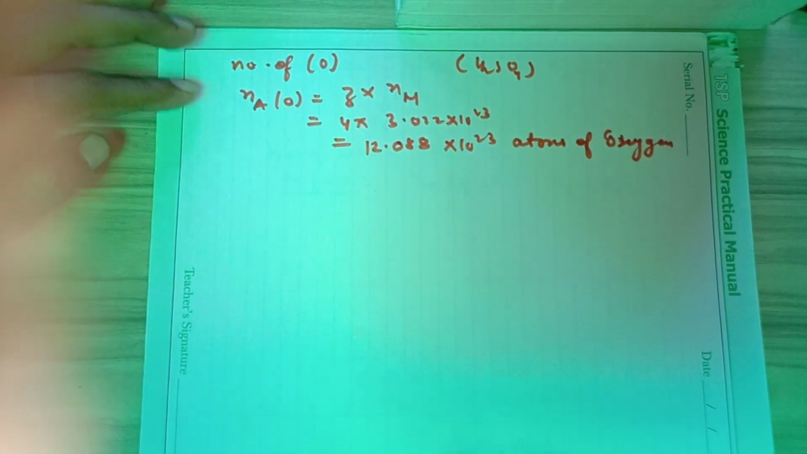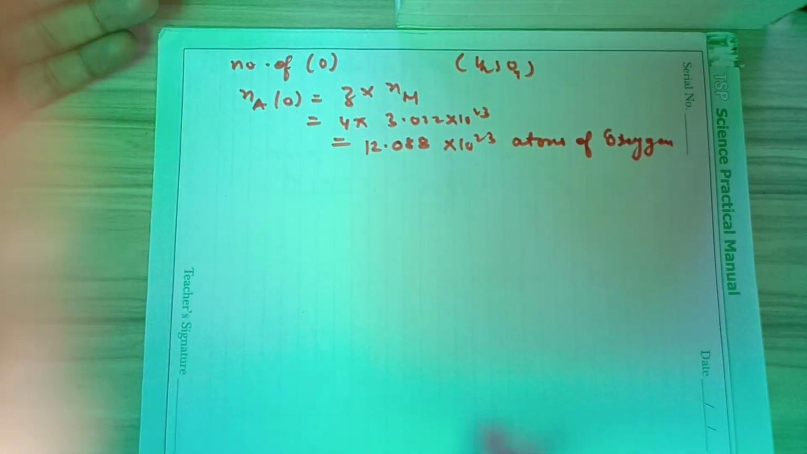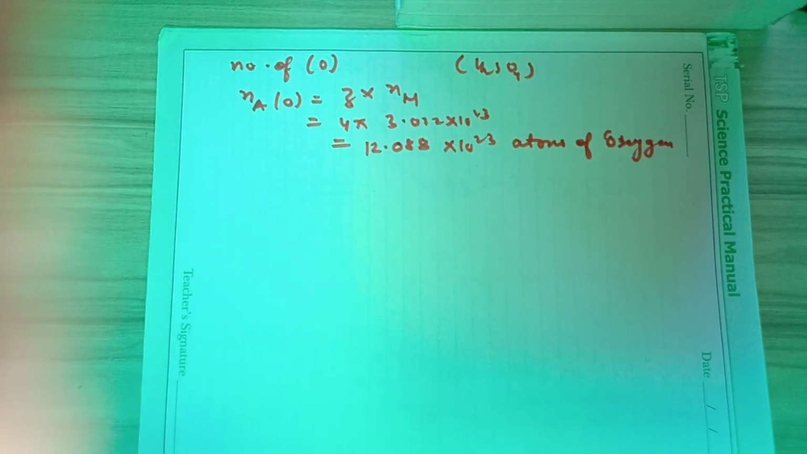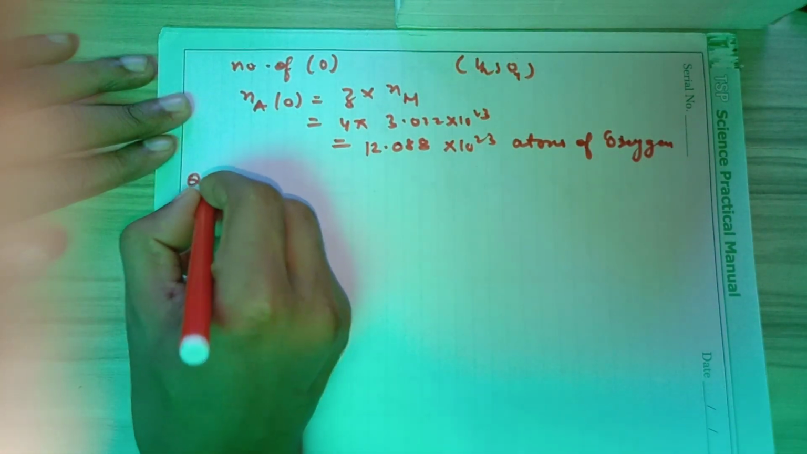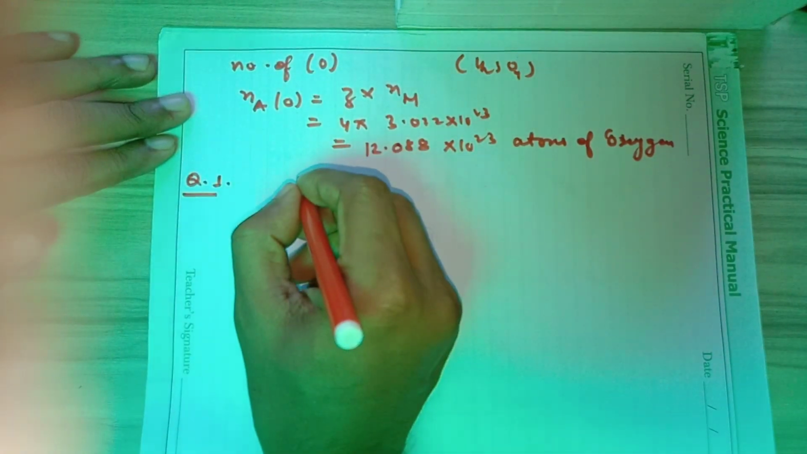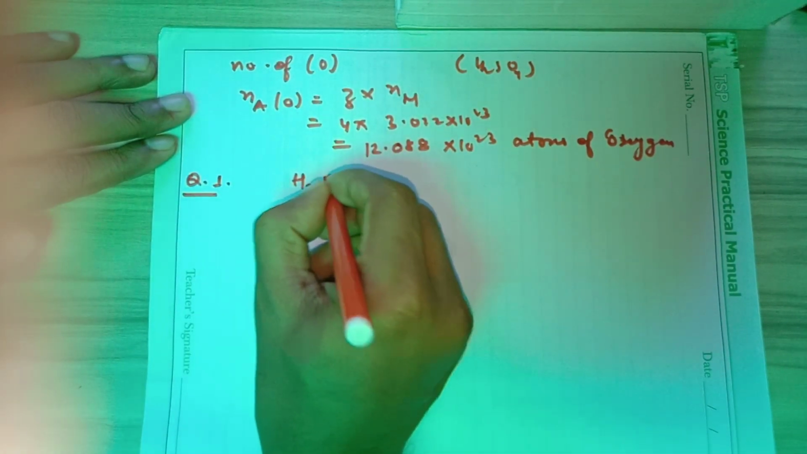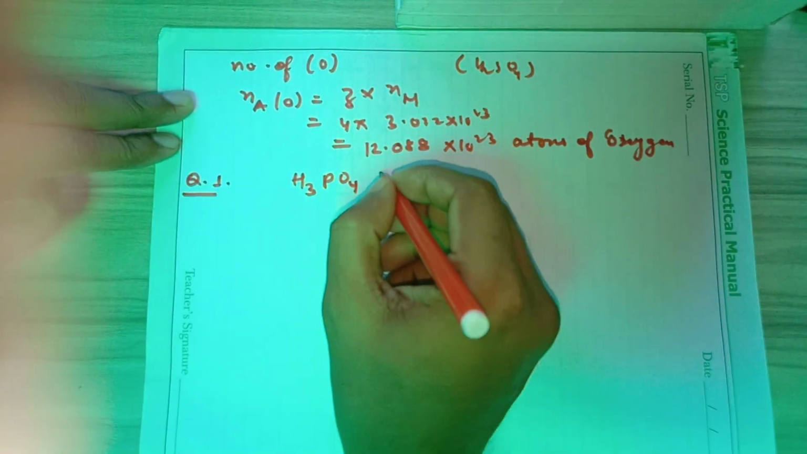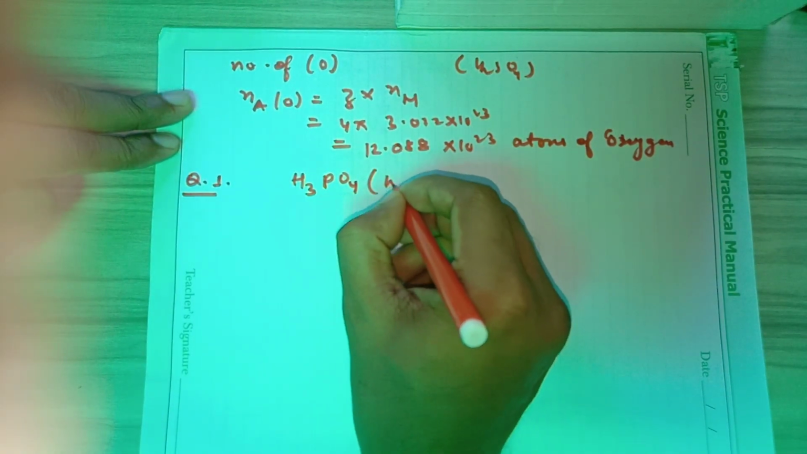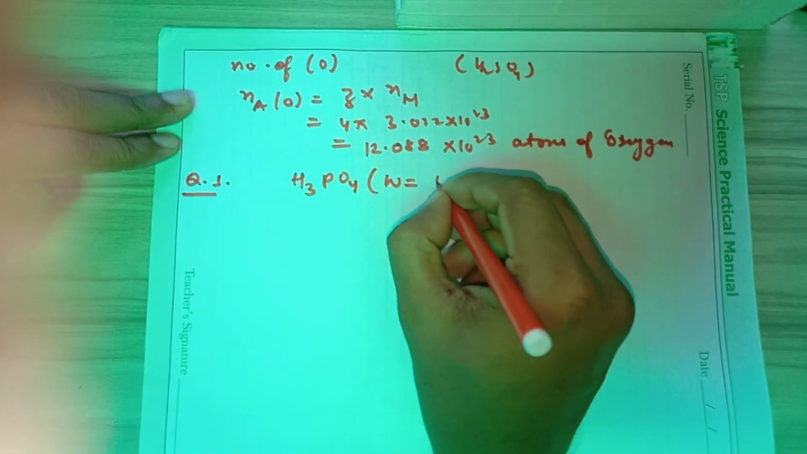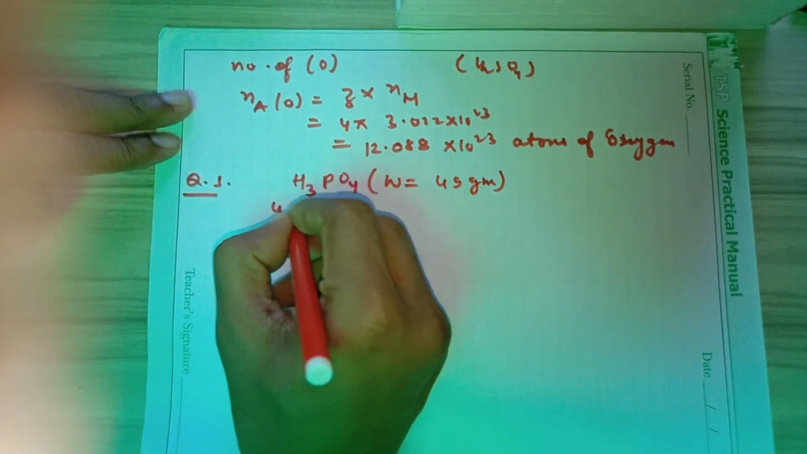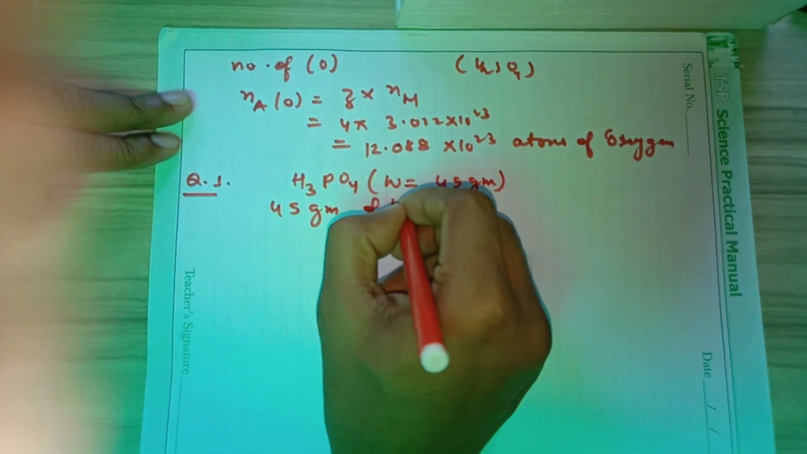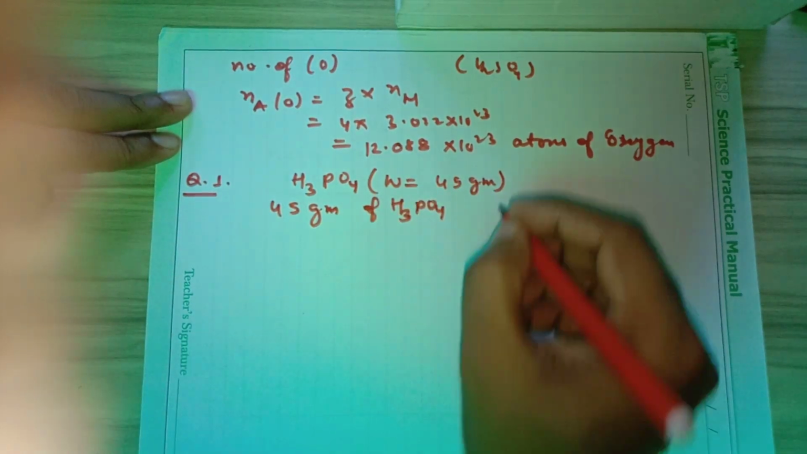So in this way we can find the number of atoms of any given compound, we can find the number of molecules, and we can find the amount of a substance. Now let's take a basic question. Let's take H3PO4 as a substance whose weight is given as 49 gram.